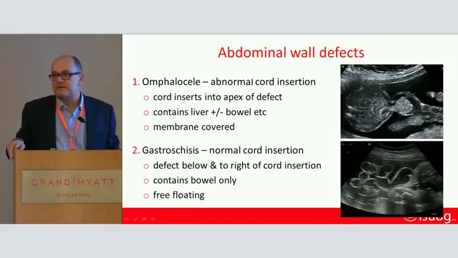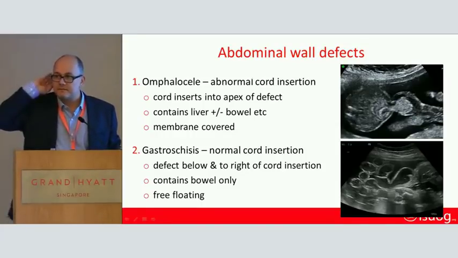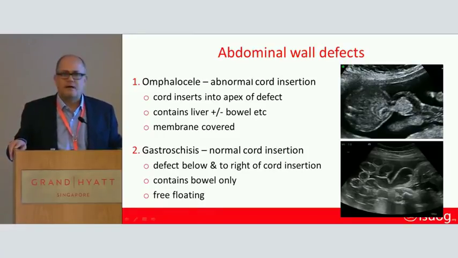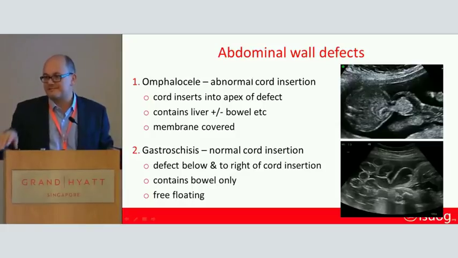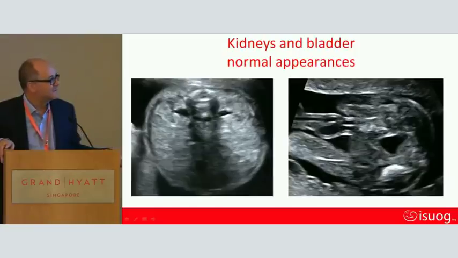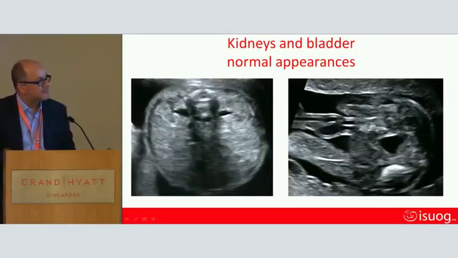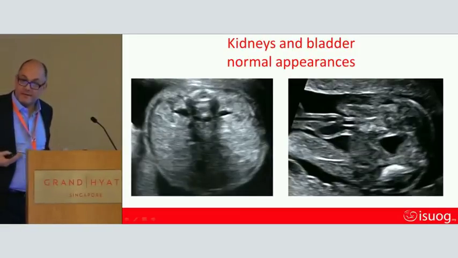Which one is associated with trisomy 18? Exomphalos, yes? Gastroschisis normally are not associated with chromosomal defects, or not trisomies anyway. Okay. Good. Kidneys and bladder, so we keep coming down.